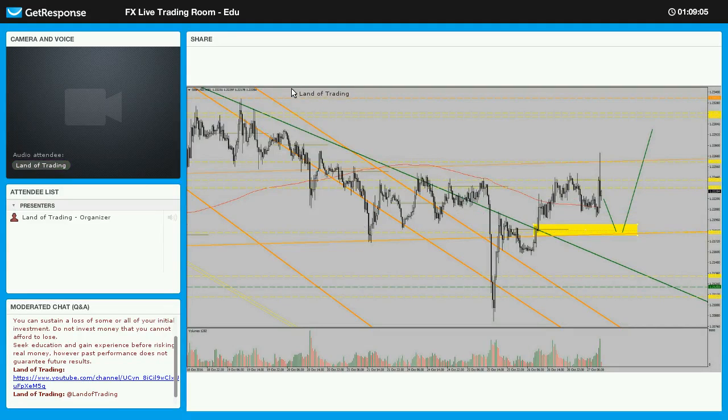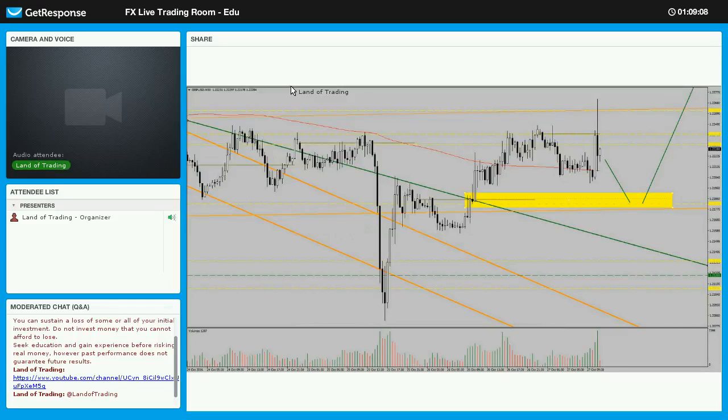So what happened? For sure, the market makers made the money, for sure, right? Why? Because they trapped all those sellers here. They trapped before the data. They trapped another sellers after the data. And then they trapped pullback buyers with this move to the downside.